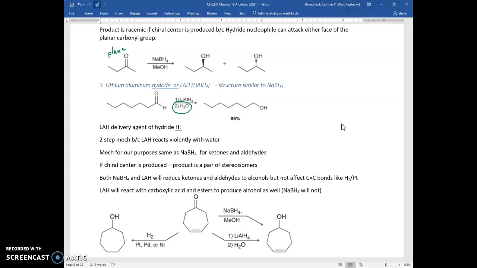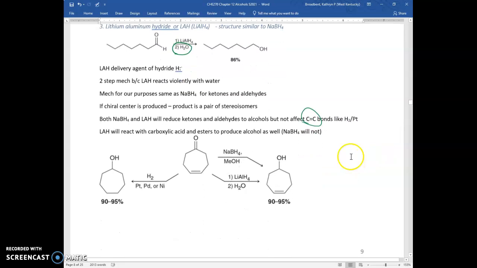Now, both sodium borohydride and the LAH will reduce ketones and aldehydes to alcohols, but they do not affect double bonds. Okay, the LAH will react with carboxylic acids and esters to produce alcohols as well. Sodium borohydride does not. So that's a difference if you're depending on your synthesis as to which one of these compounds you might pick.